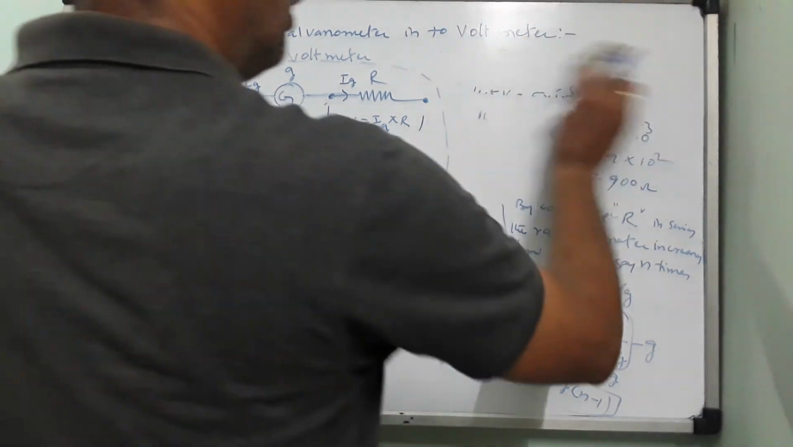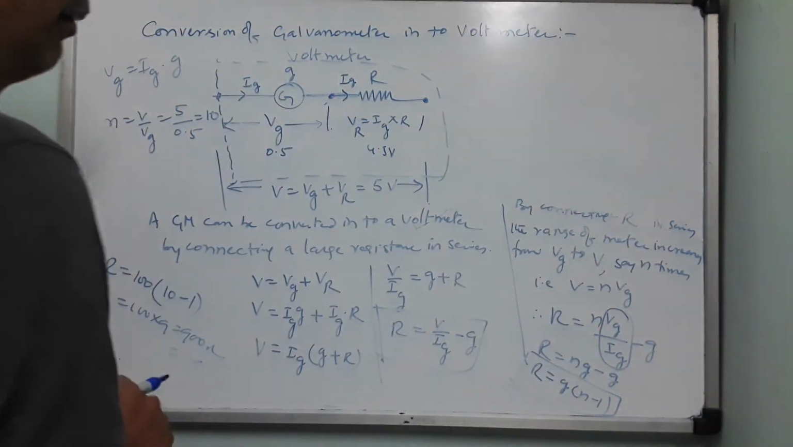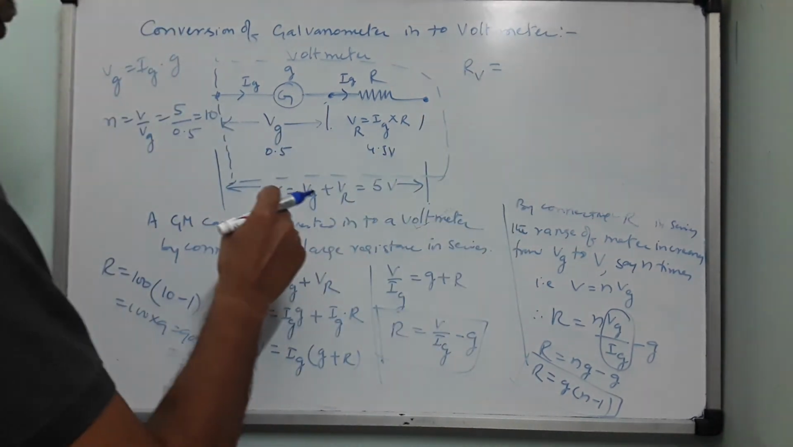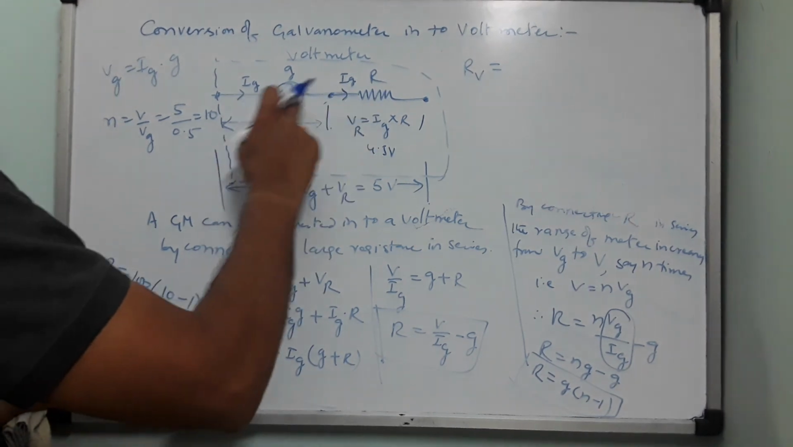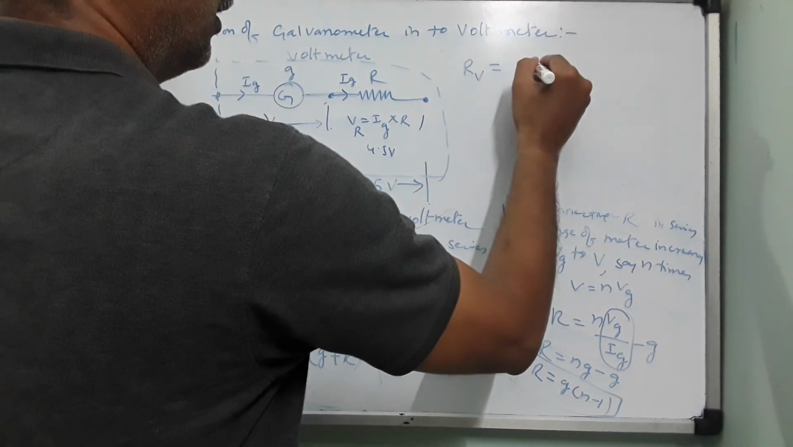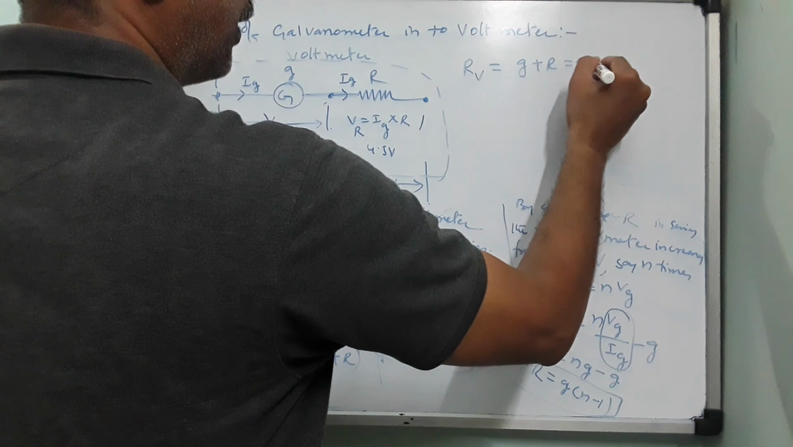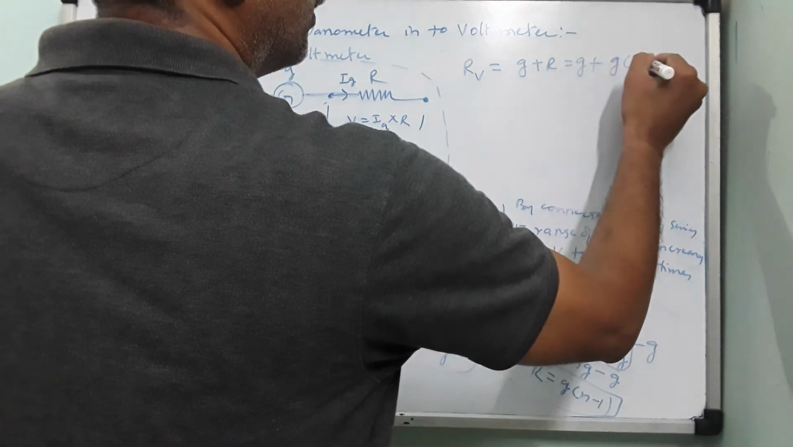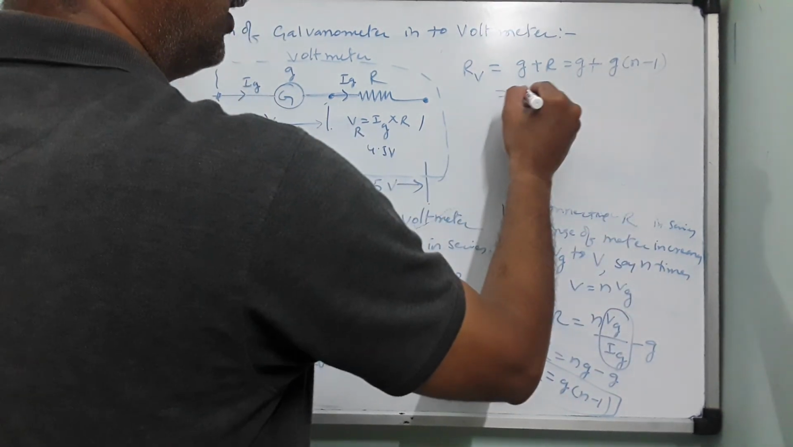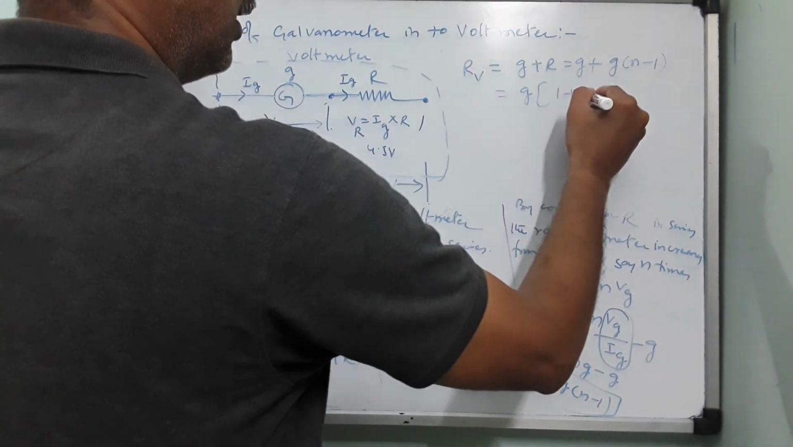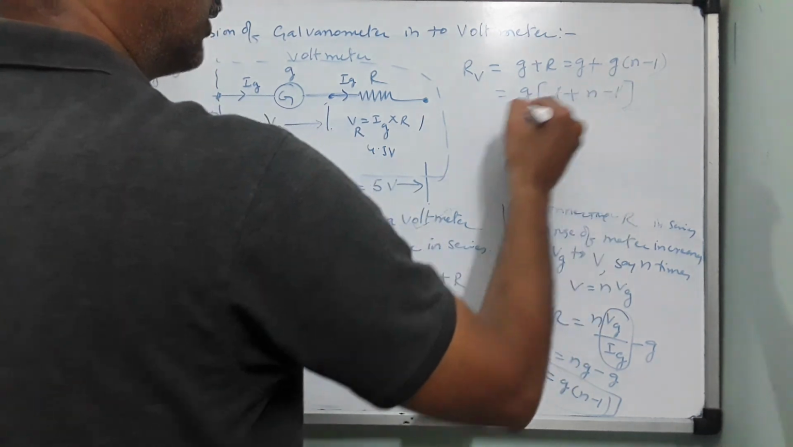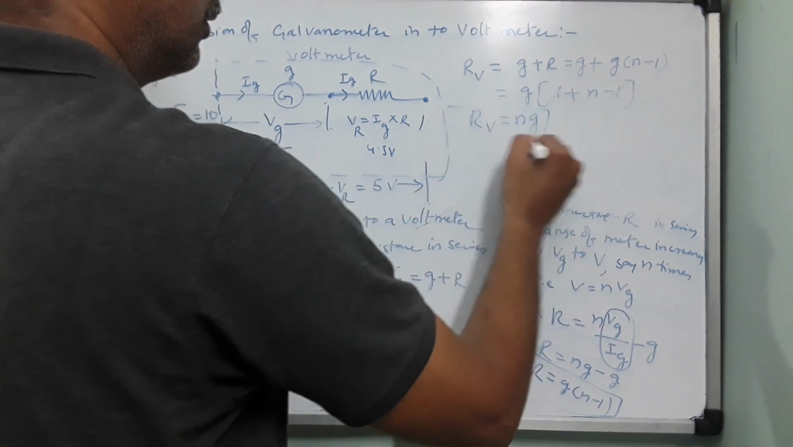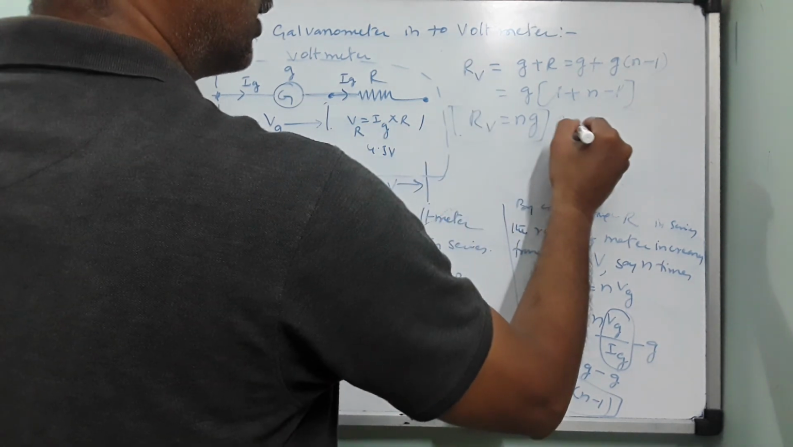Now, finally, what is the resistance of your voltmeter? Resistance of voltmeter RV equals to, these two are in series, G and R. So this is G plus R. That is G plus R, which is nothing but G plus G into n minus 1. So G is common, 1 plus n minus 1. This 1 cancels. R of the voltmeter equals to n times G. So what is this? Resistance of voltmeter.